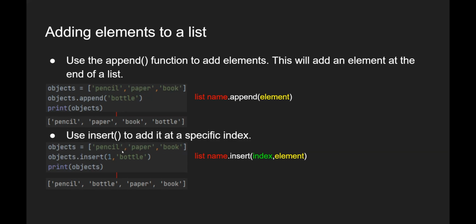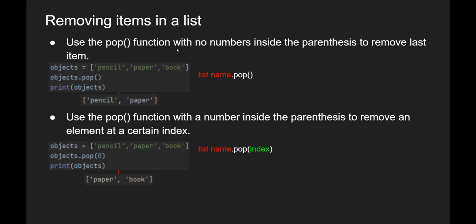So you see bottle is added in the first index. If we wanted to remove something from a list, we can use the pop function. If you use the pop function with no numbers inside the parentheses, it removes the last element in the list. So if we said objects equals pencil, paper, and book again, and said objects.pop, it'll remove book. Then if we print objects, we'll get pencil and paper with no book because we popped it.